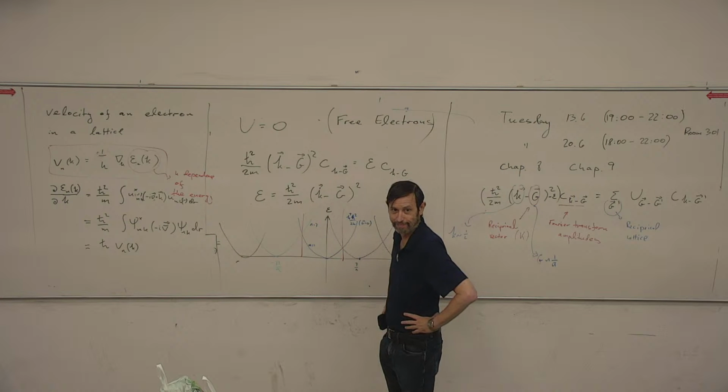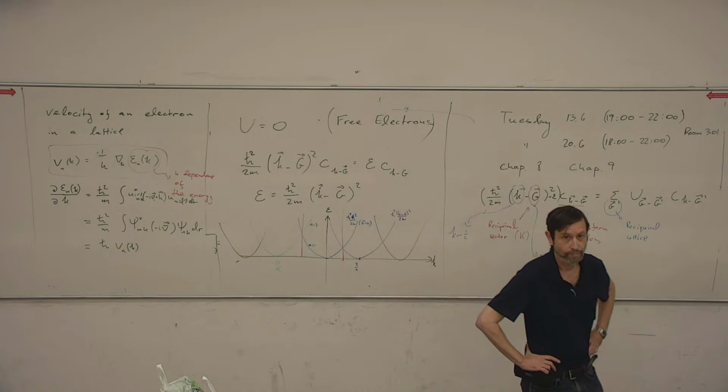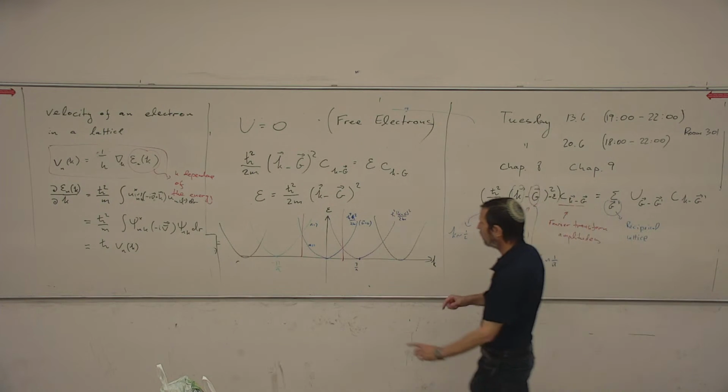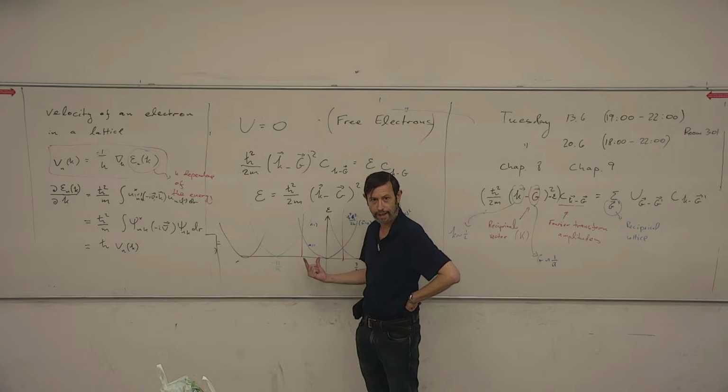But free electrons only have one quantum number, the k. Right. And then because in the lattice we have another quantum number, right? Right. So what happens here actually? There are two solutions.